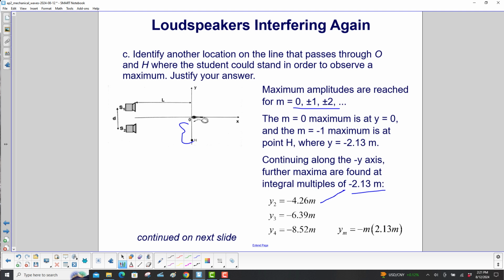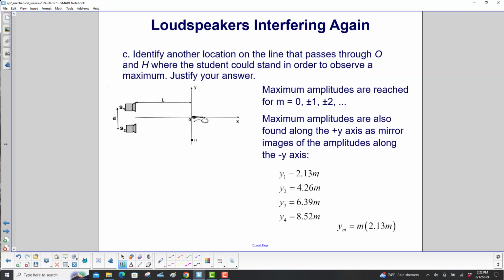So y2 would be twice that, so that's 4.26. y3, 3 times 2.13. y4, 4 times. And in general, y sub m is equal to minus m, which is a number, it's not meters. Meters is over here, times 2.13 meters. Maximum amplitudes are also found along the plus y-axis up here as mirror images of the amplitudes along the negative y-axis. So these are the numbers from the previous slide, except what? They had a negative in front of them. This time they're positive, so you have some symmetry there.